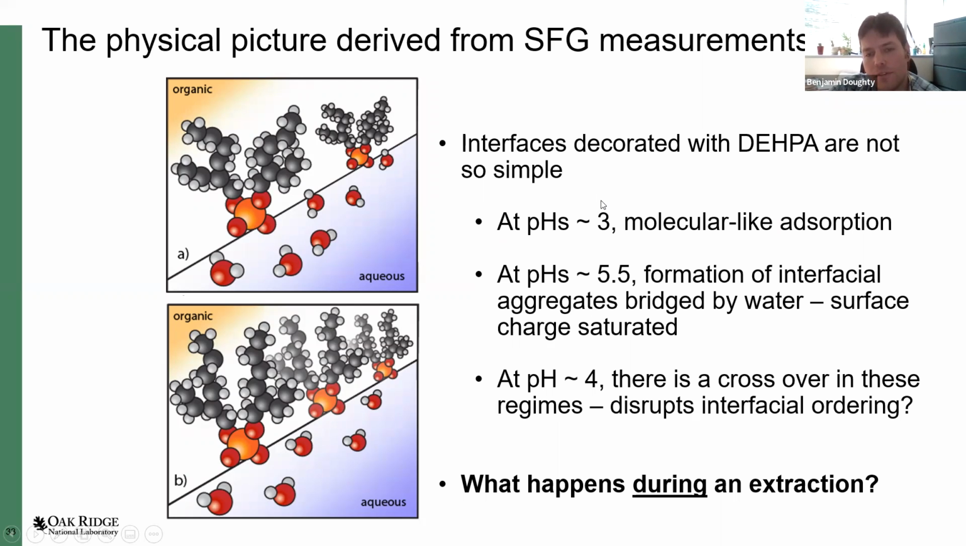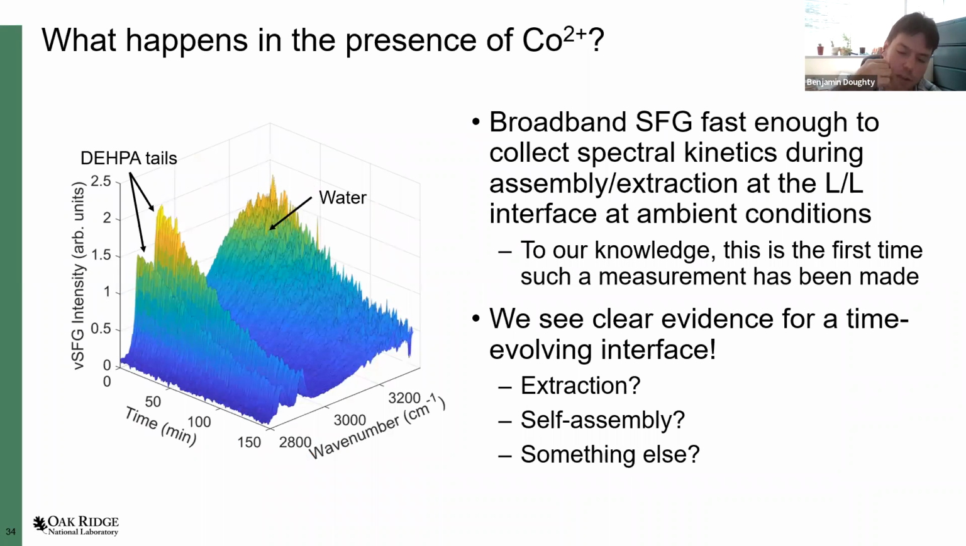What we wanted to do was, from here, understand, okay, can we affect this ordering in some way and get some insight into the extraction chemistry? So what we did is we made a measurement in the presence of cobalt. And we find that with our SFG measurements, we get tails ordering nicely at early times, but then everything starts decaying over time. So the measurements we make are fast enough that we can measure changes in time. To our knowledge, it's the first time these measurements have been made. Mark mentioned earlier that we're not the first ones to do this, but we think we are the first ones to measure such a process in time. And we see evidence, obviously, for a time evolving interface.